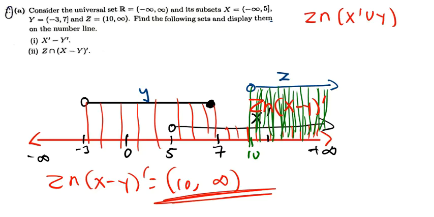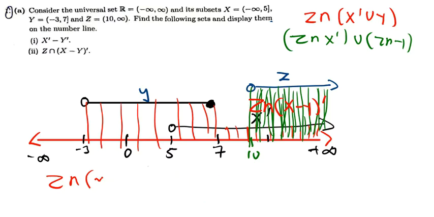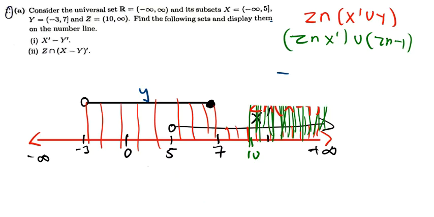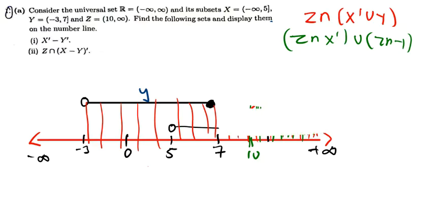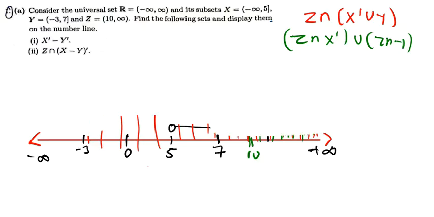If you're confused with this method, another method which I can teach you, maybe you can call it the simplest one, is to expand this. You know that it's going to be Z intersection X complement, then union Z intersection Y. So let's now get rid of this and try to find what I have just expanded here. We see if we're going to end up with the same answer.